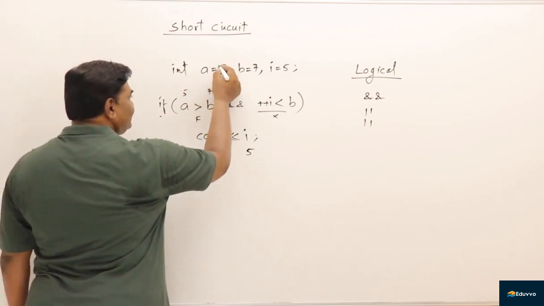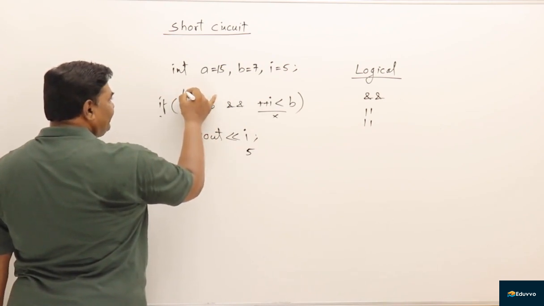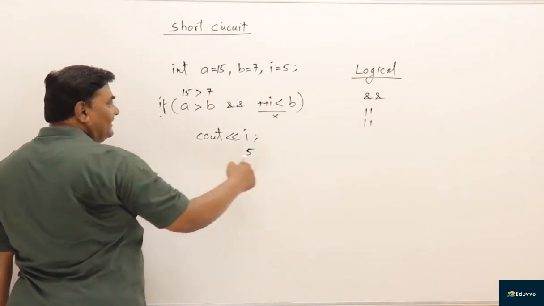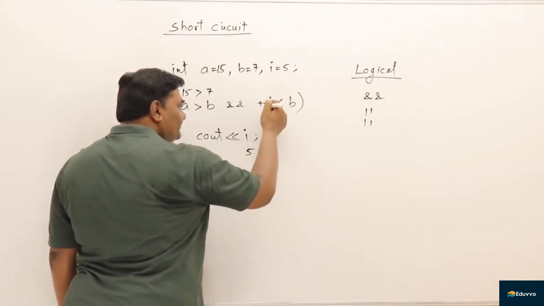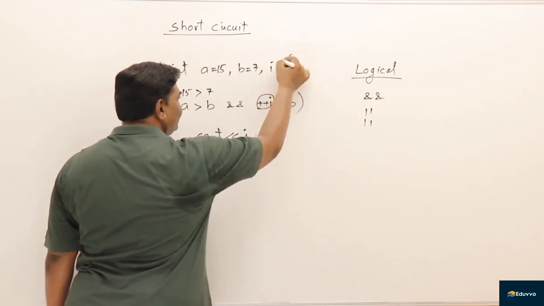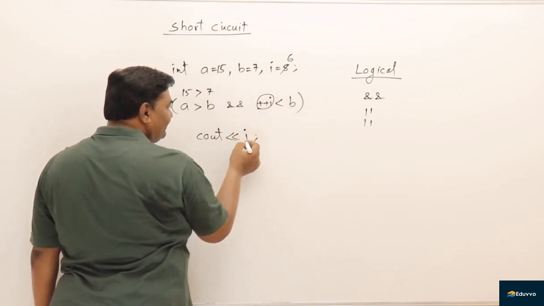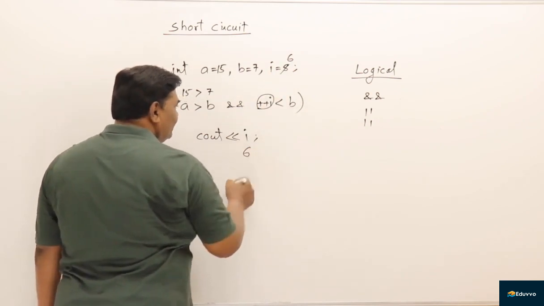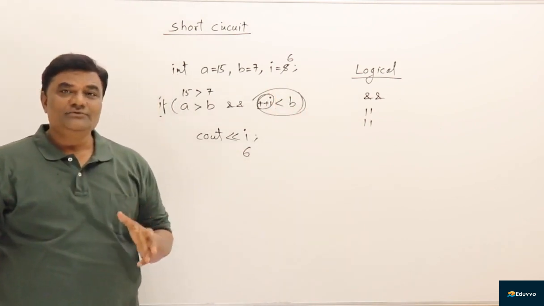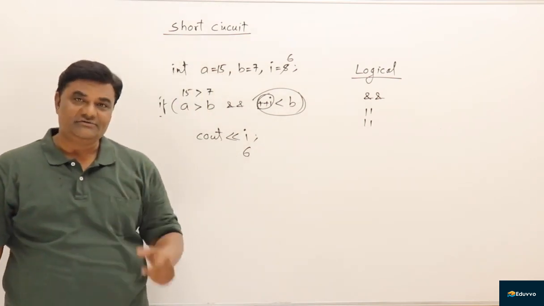If suppose A is 15, then it will check this condition. 15 greater than 7, yes, true. It is true, then it comes here and it will also check the condition. While checking the condition, it will perform the increment, so this becomes 6. And 6 is less than 7, so it will print the value of I, that is 6. So the point here is that in the second part of the conditional statement, never use increment or decrement operator. They may get executed or they may not get executed.